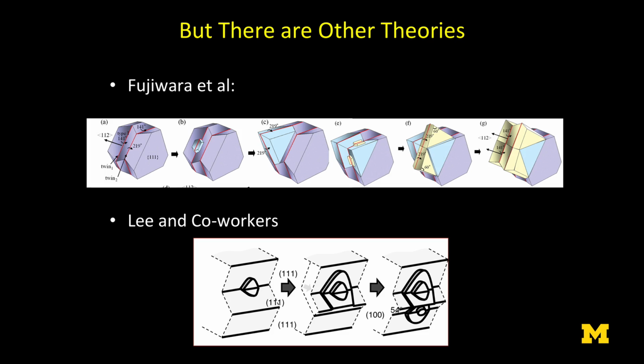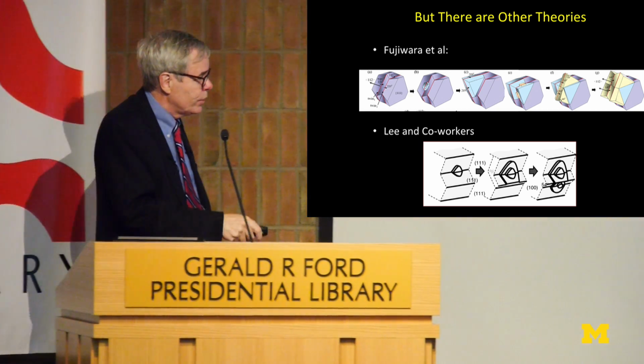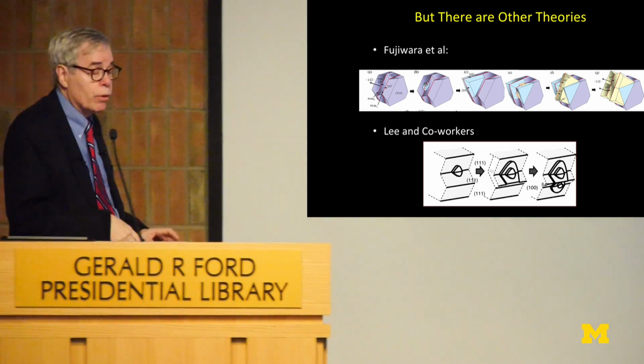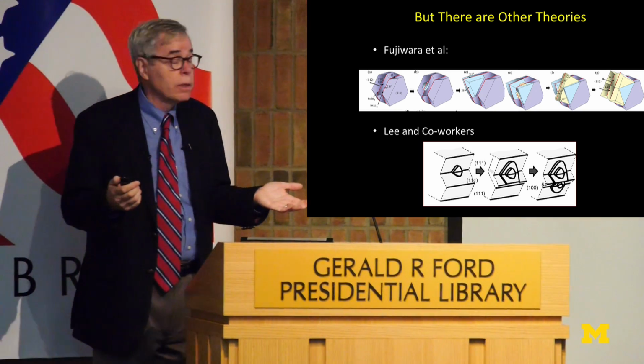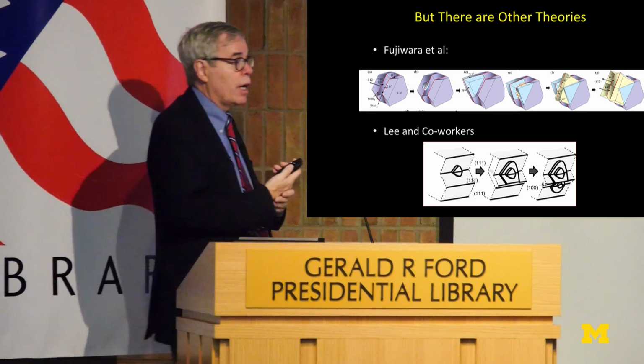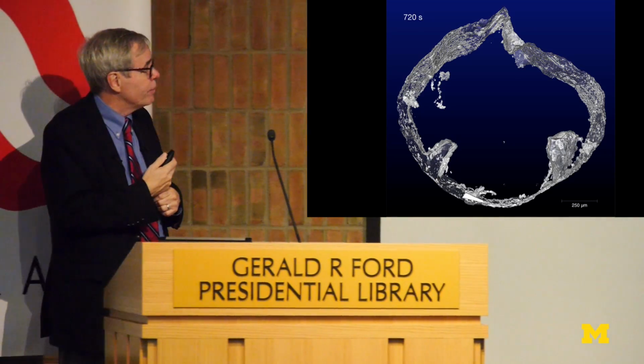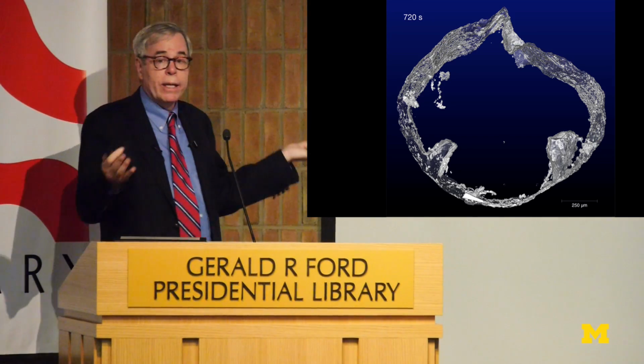There's one by Fujiwara. This is in the year 2000s. Lee and co-workers have yet another theory for how silicon might grow. And basically the problem is you can't see the structure grow in situ. Everything's being done by analysis of the structure after the fact. So we go back to 4 dimensions.